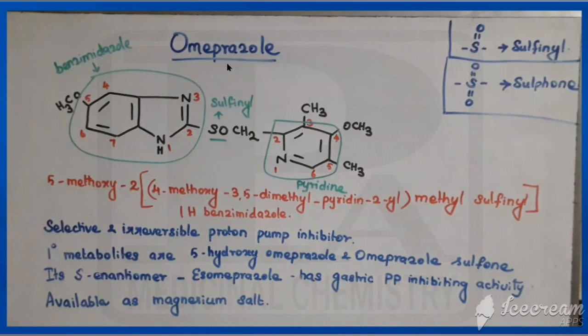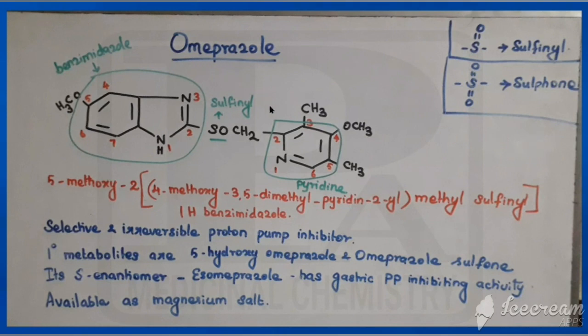Students, this is the second class of gastric proton pump inhibitors. Already in the first class we have seen what the proton pump is, what proton pump inhibitors are, their examples, mechanism of action and uses. So in this class we are going to see the drugs coming under proton pump inhibitors. The first one is called omeprazole.